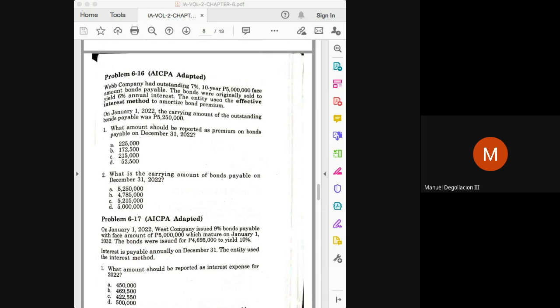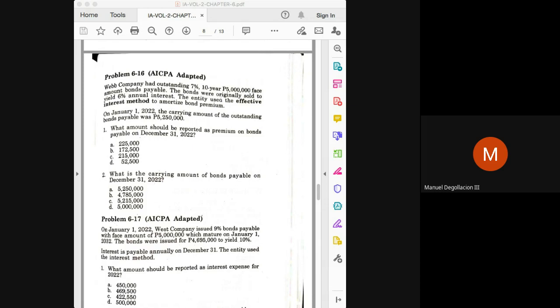Okay, let's try our alternative solution for year one. Again, since we are in the first year, we start with the initial carrying amount of 5,250,000, and all we have to do is deduct the amortization of the premium, which was 35,000, and we will still arrive at the same carrying amount of 5,215,000.